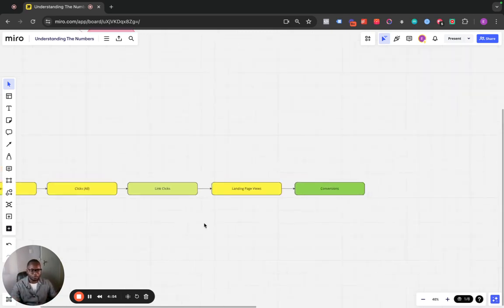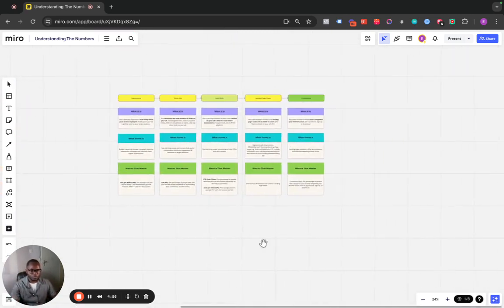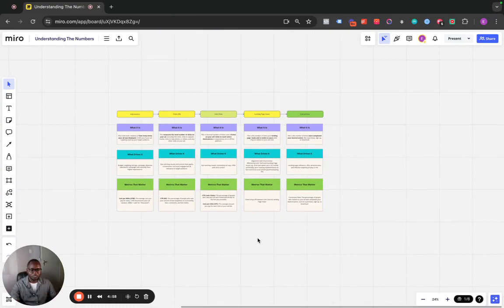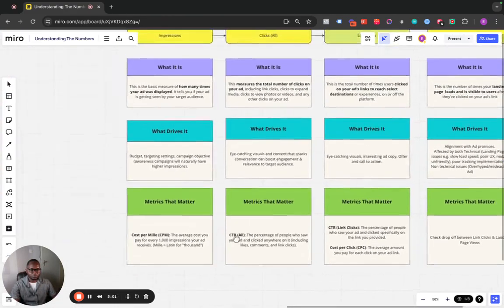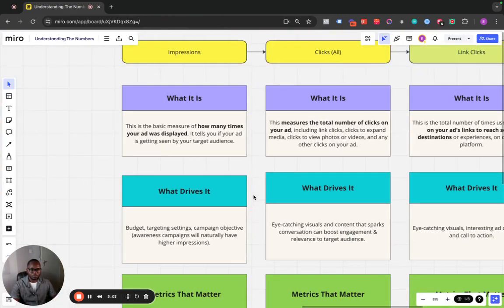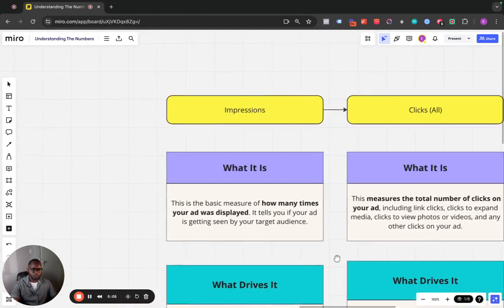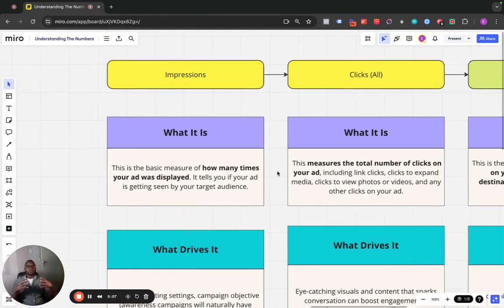So let's break this down a little bit more and try to see what are the metrics that matter in each of these stages. The first metric that we need to have top of mind, number one, is impression. So what is an impression? This is the basic measure of how many times your ad has been displayed, right? Again, it does not look at how many people have seen the ad, it just looks at how many times that ad has been displayed.